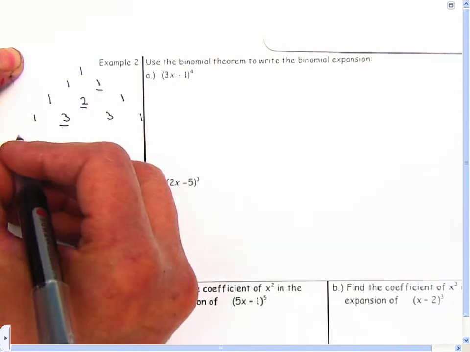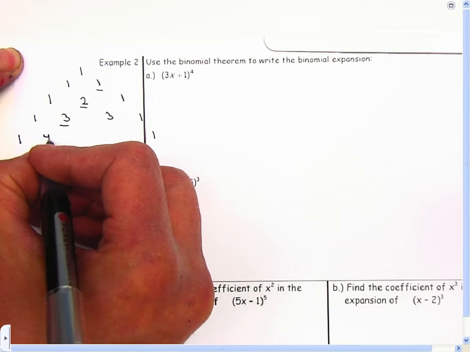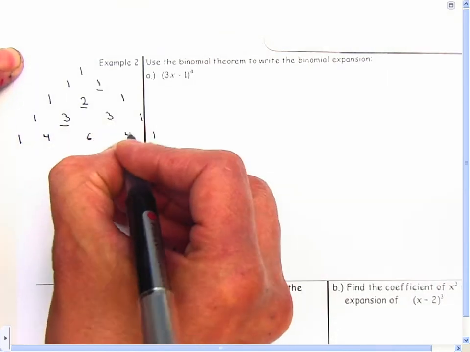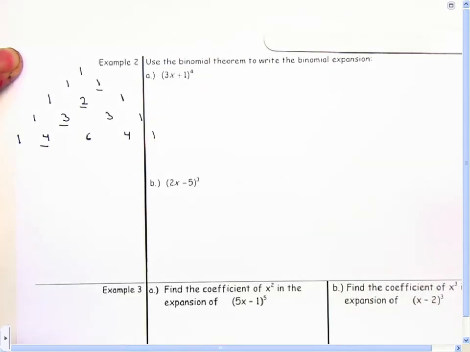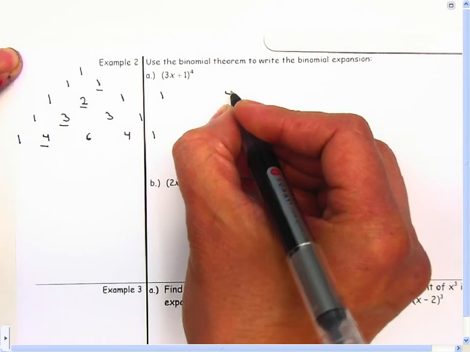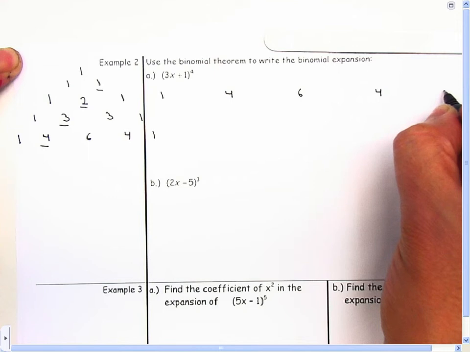The last one will be a 1 and a 1. 1 plus 3 will be 4. 3 plus 3 will be 6. 3 plus 1 will be 4. And this is my fourth row. This is the row that we're looking for. We are going to write it down. 1, leave some space. 4, leave some space. 6, leave some space. 4, leave some space. 1.